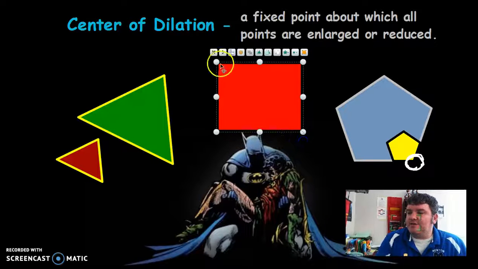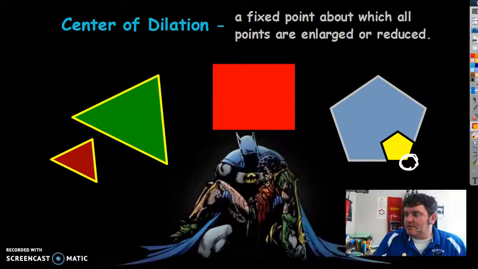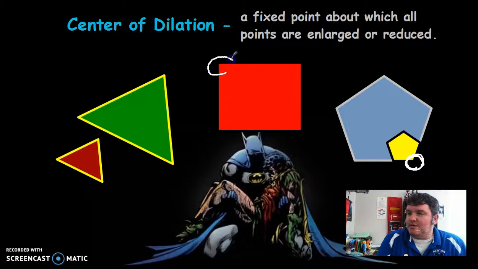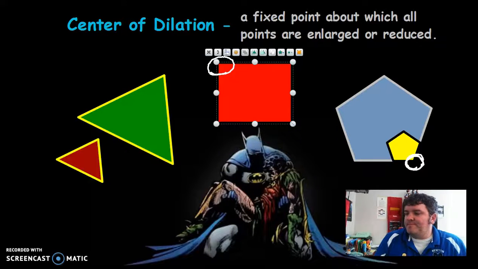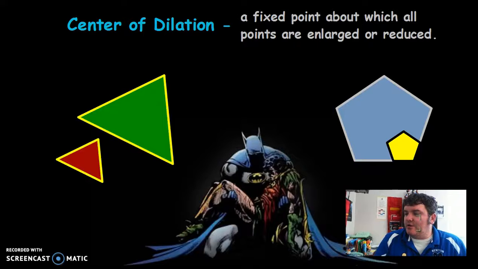Its center of dilation being this vertex right here, because no matter what size I make it, that vertex is staying consistent. Okay? So that's how I know that this is my center of dilation, because no matter how big or how small it is, that stays the same.